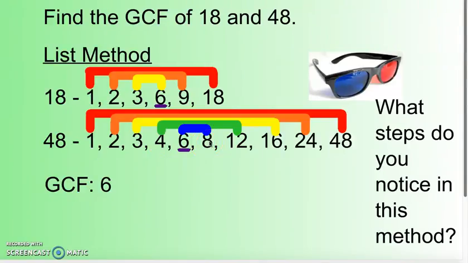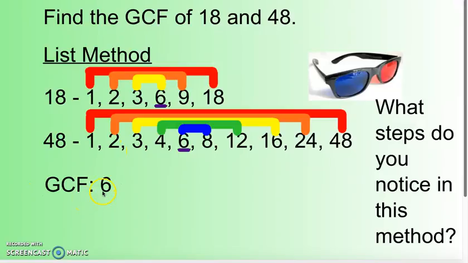Then notice, why is 6 underlined? You're right. Do you notice that they both share a 1, they both share a 2, they both share a 3, and they both share a 6? But out of those 4 numbers that they share together, 6 is the only one that's underlined. And the reason for that is because the greatest number they share is 6. And so that is our greatest common factor.